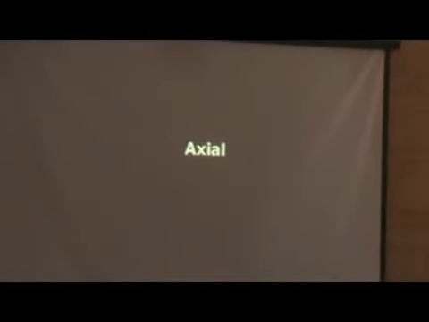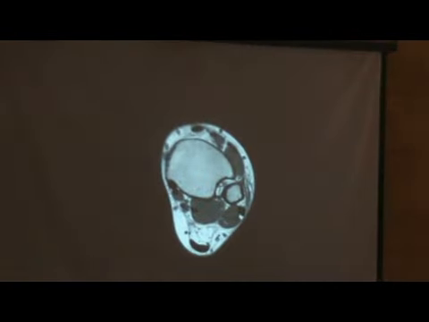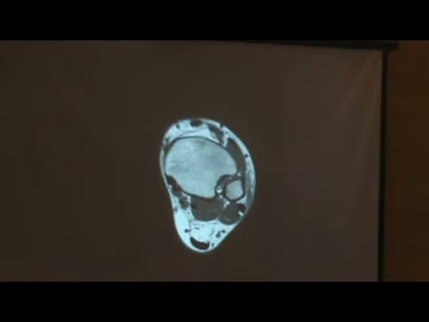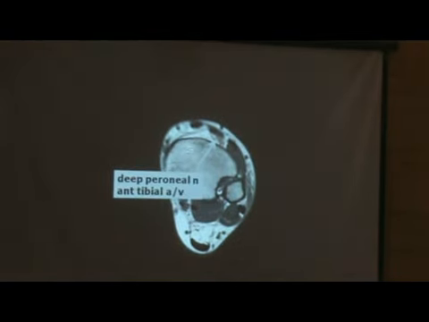Let's see the axial images, the best ones to see the anatomy. So again, we have pretty much the same slice we started the other one for the tibial nerve. So here we can find this neurovascular bundle, which the arrow in blue, and this represents the deep peroneal nerve and the anterior tibial vessels, artery, and vein.